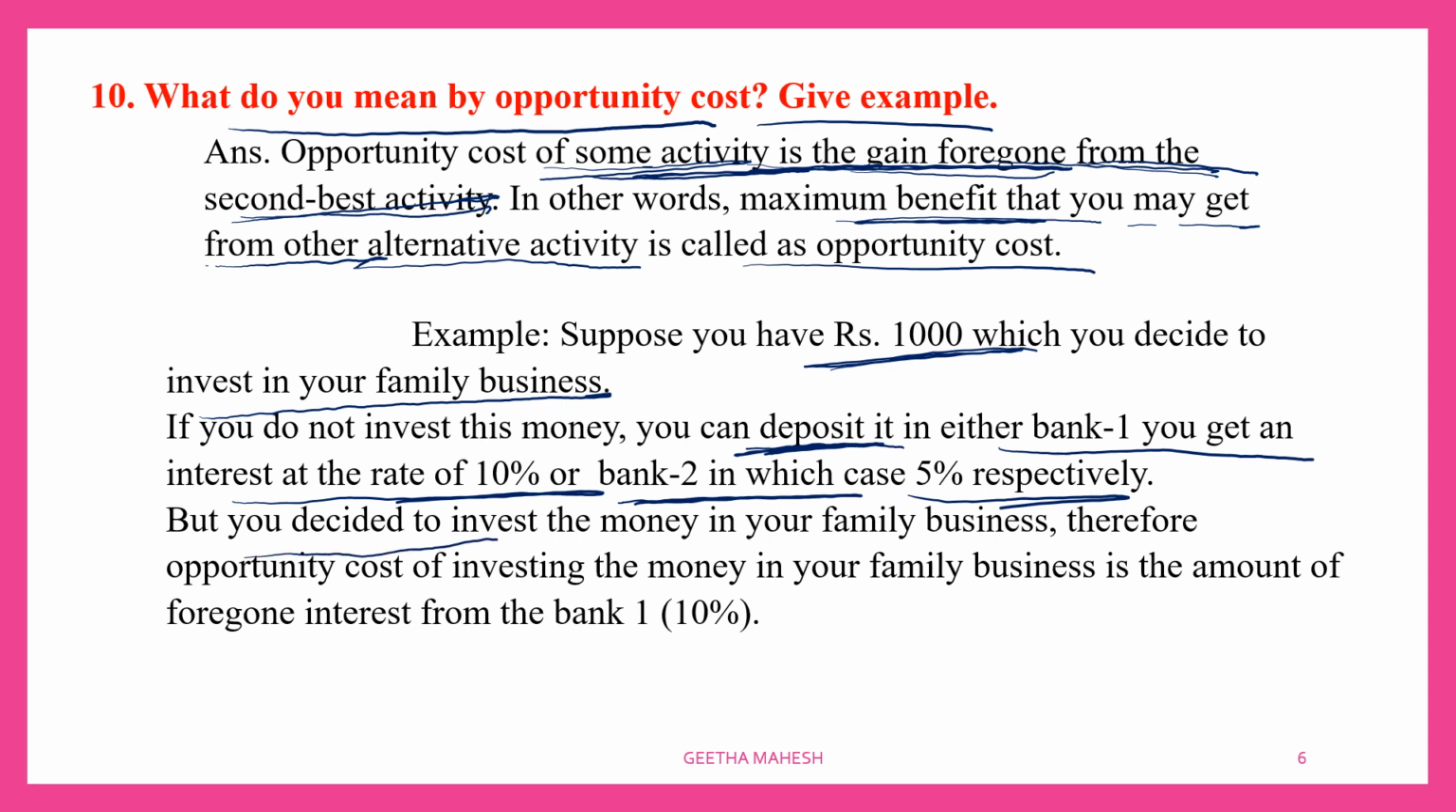But you decide to invest the money in your business, which means the second best opportunity you have is depositing with a bank which offers 10% rate of interest. So the opportunity cost of investing in your business is the interest you have given up or foregone from bank 1, that is 10%.